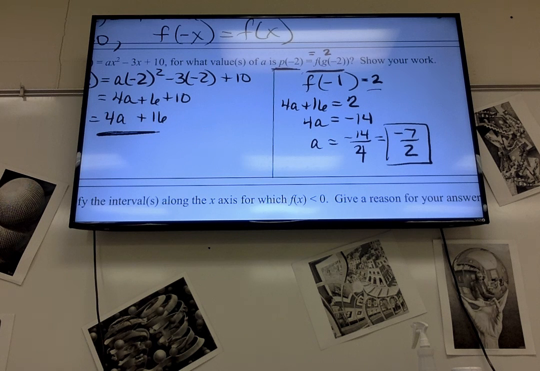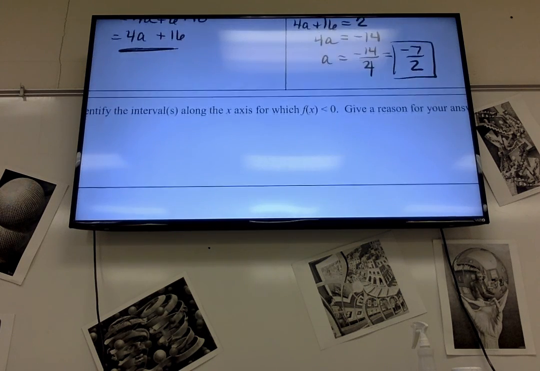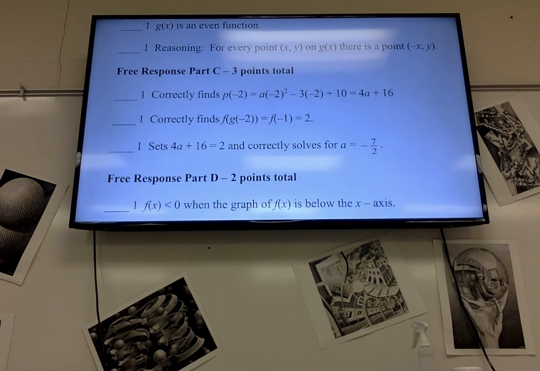On a free response question, you would not be counted off if you did not reduce. So if you're not sure if you're going to reduce it right, don't. Let's look at that. So you get 1 point for finding that p of -2 was 4a plus 16. You get another point for finding f of g of -2, we got 2. And then you get another point for actually finding a, which is -7 over 2.